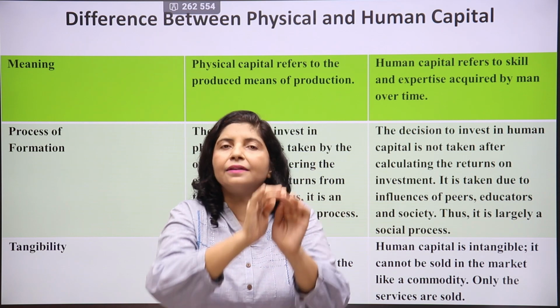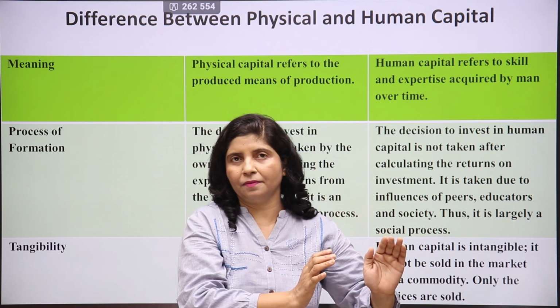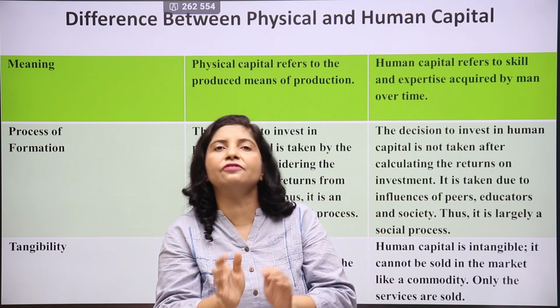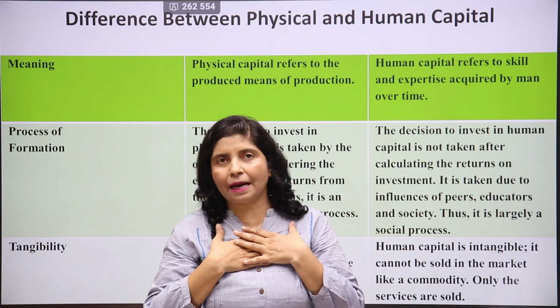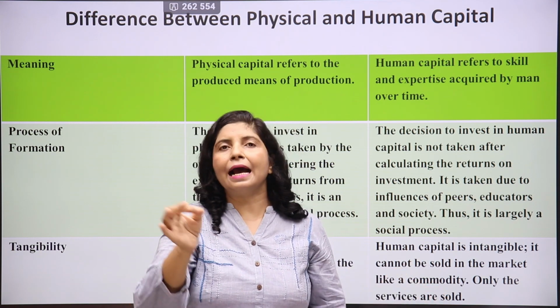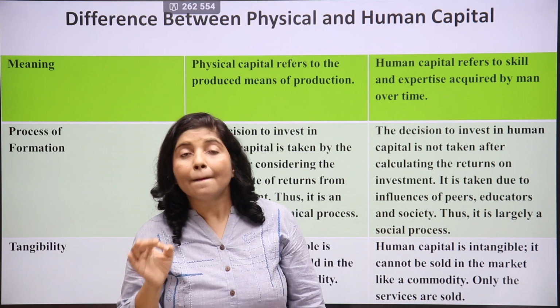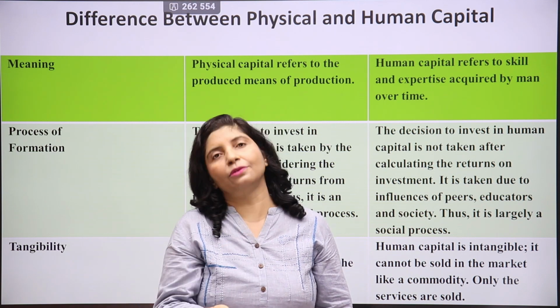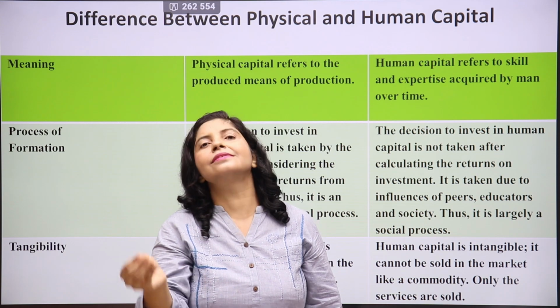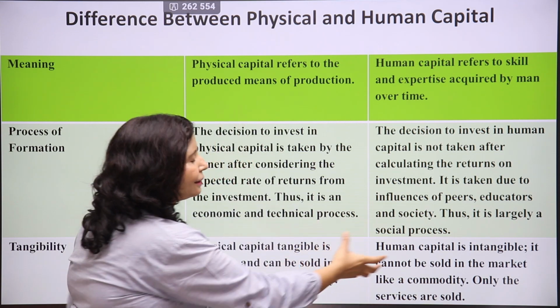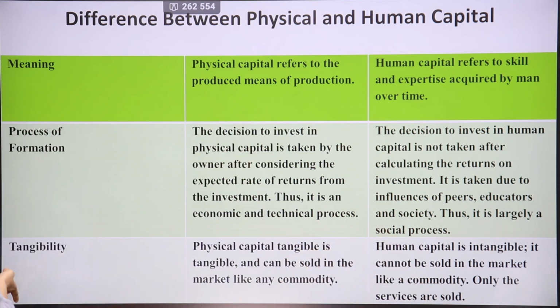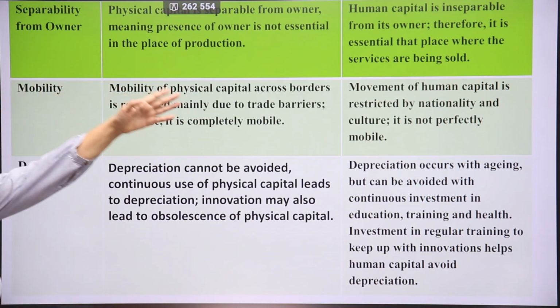You can't separate their skill and expertise from them. But you can separate machines from their owners. So if I have a camera, you can take away my camera and I can rent that camera to you, but I can't rent my skill to you. A doctor can't rent his skill to anyone. So it is inseparable, and that's why it is intangible. The inseparability from owner I have just explained to you.